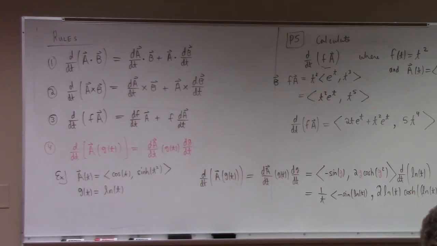Of course, if you just did the composition and differentiated component by component, applying the chain rule in each component, you get the same answer. I just factored the 1 over t out front. And the proof that this rule works is just that: you apply the chain rule component by component, and it gives you this.